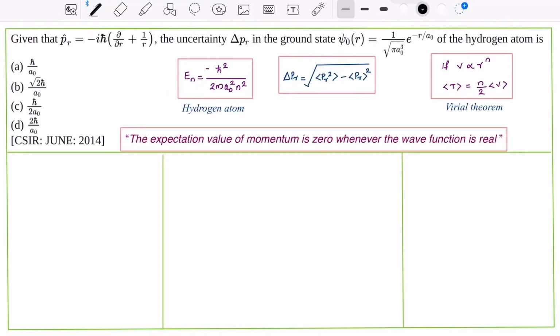Problem 64, Quantum Mechanics. The question is, given that P_r equals minus i h bar (∂/∂r plus 1/r), the uncertainty Δp_r in the ground state ψ_0(r) equal to 1 by root of π a0 cubed e raised to minus r by a0 of the hydrogen atom is. Here we have to find out the uncertainty Δp_r, which is equal to the square root of the expectation value of p_r squared minus the square of the expectation value of p_r in the ground state ψ_0. We can solve this problem using the virial theorem.